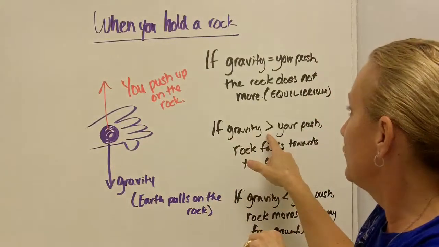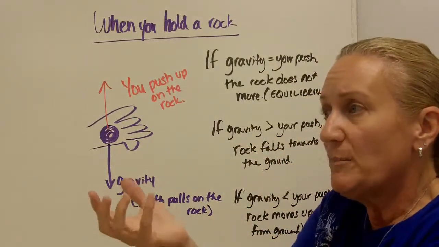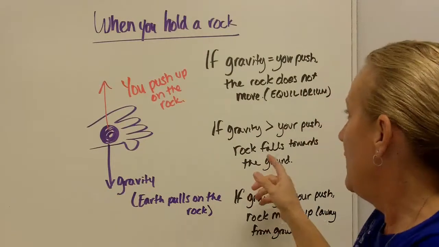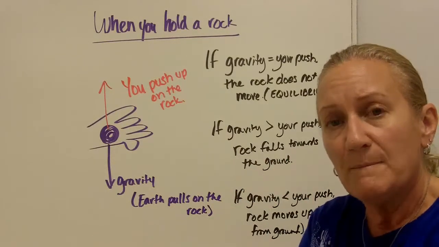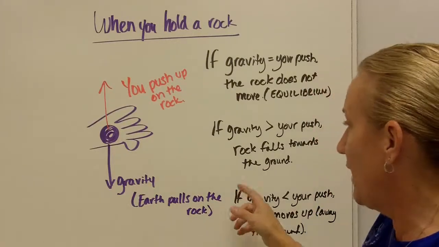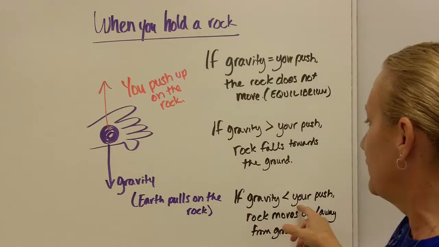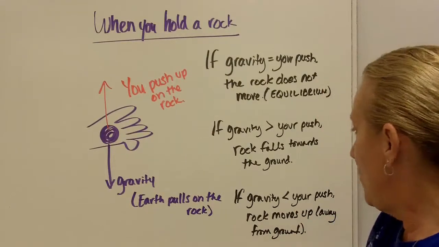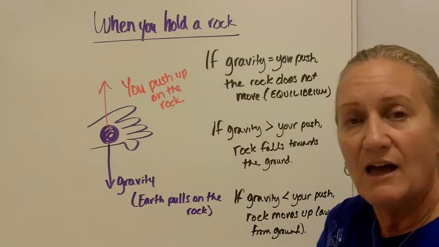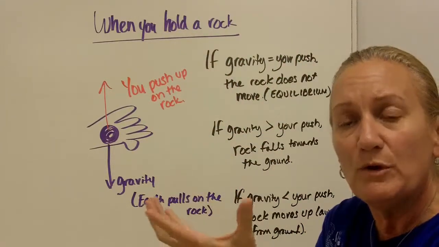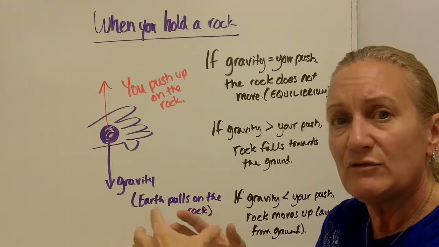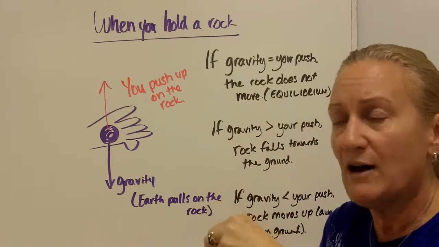If, however, gravity is greater than your push, so you're pushing up, but gravity's pulling down greater, if you've ever lifted something really heavy, you know exactly what I'm talking about, the rock will fall towards the ground, okay? So if your push up is less than gravity's pull down, the rock will fall towards the ground. And likewise, if gravity is less than your push, what happens? Well, the rock moves up and it moves away from the ground. Because your push has more force than gravity. In my previous example, I just showed left and right net forces, but it also works up and down as well.